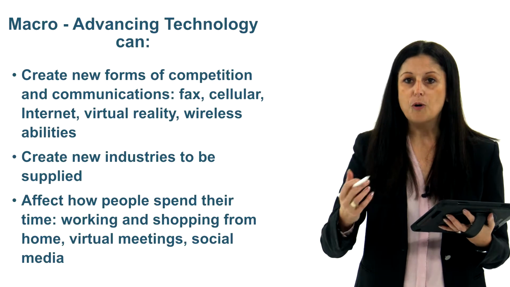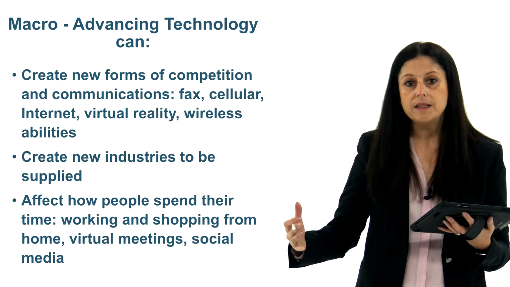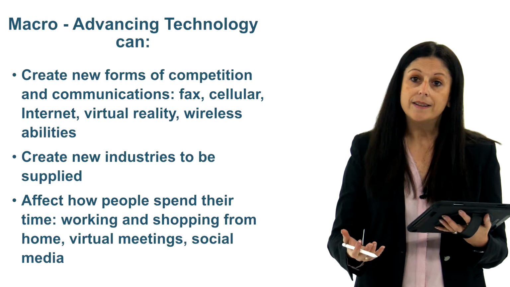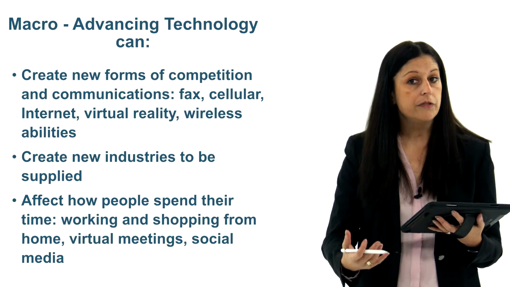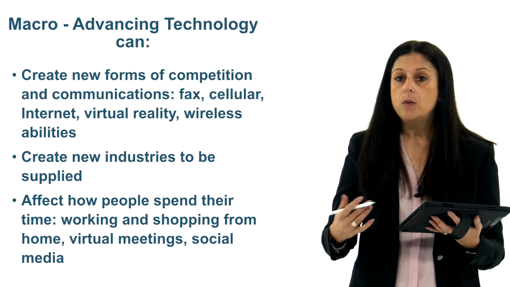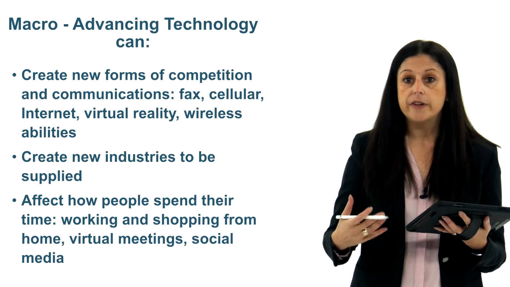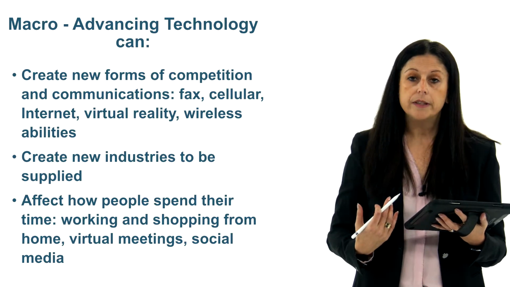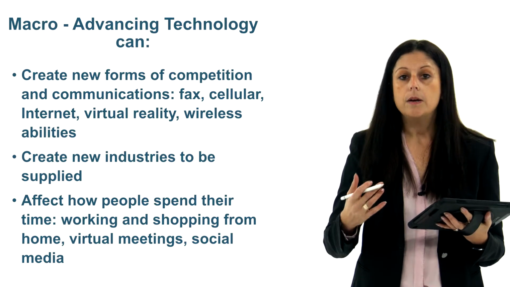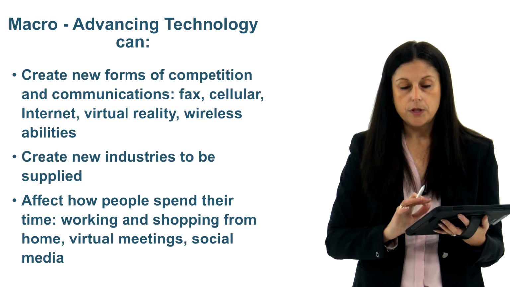Again, you can do online shopping as compared to physical shopping. You have social media, so you can communicate, you can give reviews, you can give feedback in ways that you could not have done before. So those are just examples of how advanced technology can actually affect what the company is doing and whether they're doing it better than competition.